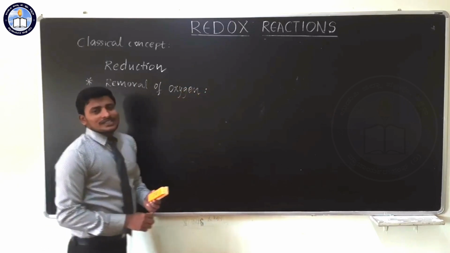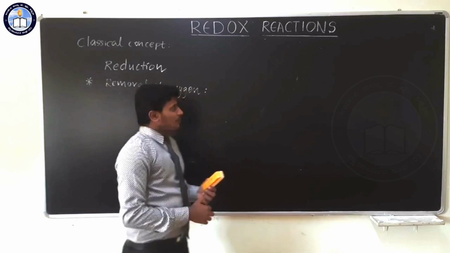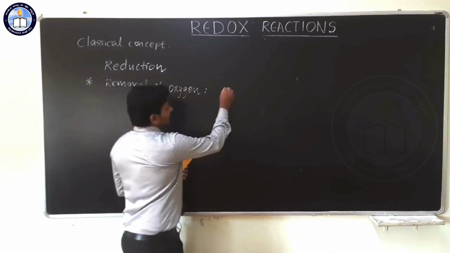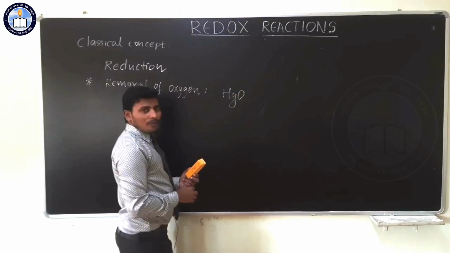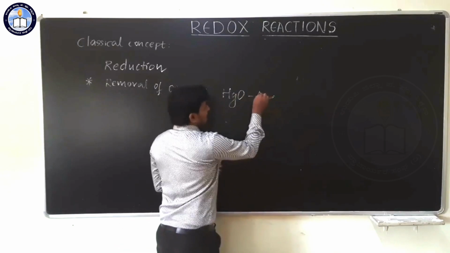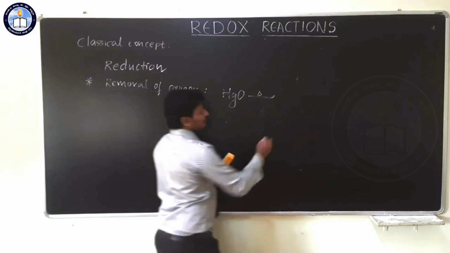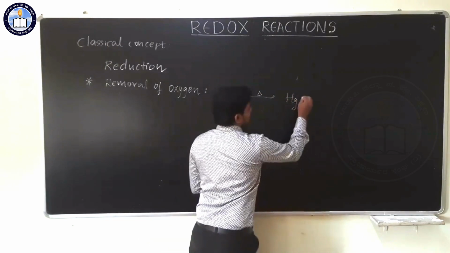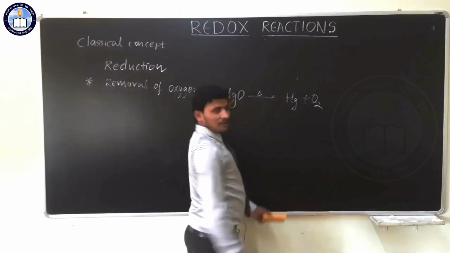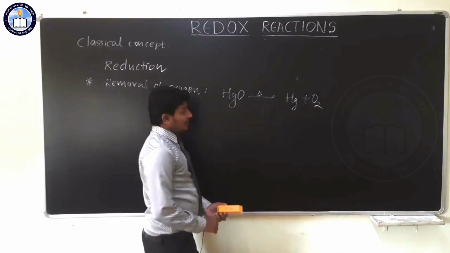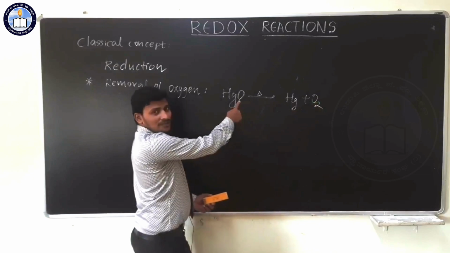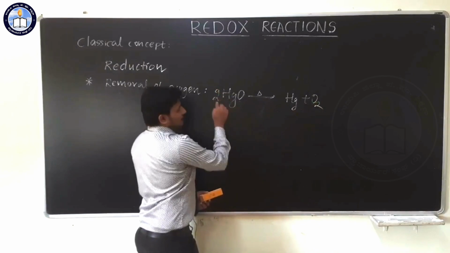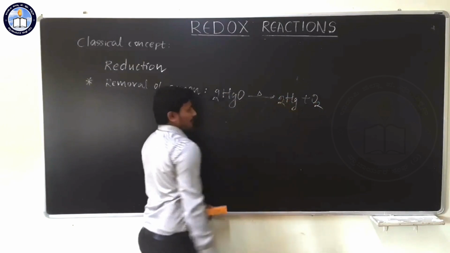Removal of oxygen is known to be reduction. What is the example for that? If I take HgO, when I heat this one, I end up with Hg plus O2, oxygen gas. Is it balanced? O2 is there, but only one O here. Let me write 2 here. I have to write 2 here. That's all.